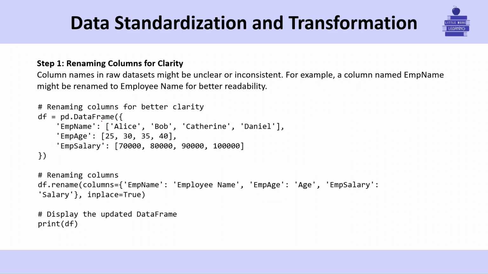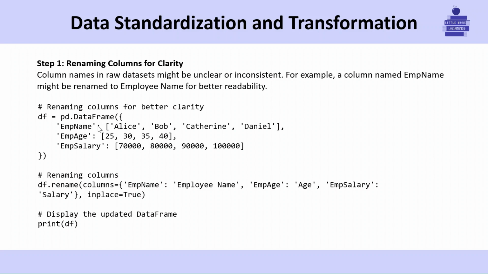Now comes data standardization and transformation. What it means is data standardization and transformation ensure your data set is consistent, structured, and ready for analysis. So this includes renaming your columns, changing data types, and formatting values uniformly so that your data looks good when you are visually seeing it also. So the first step is renaming your columns.